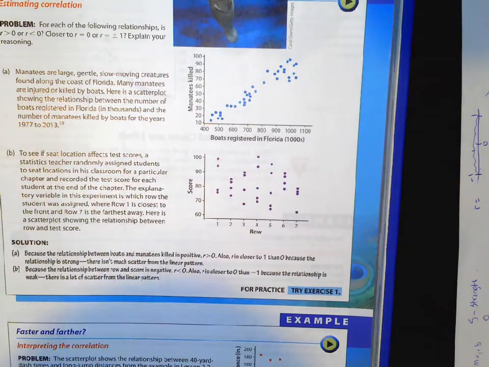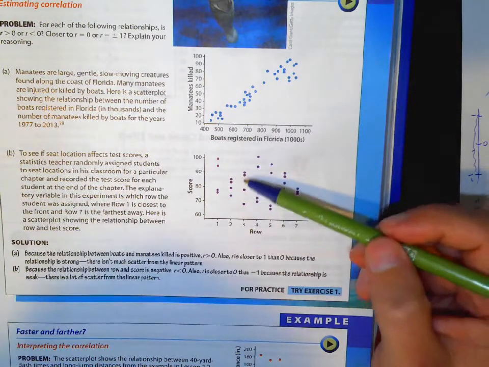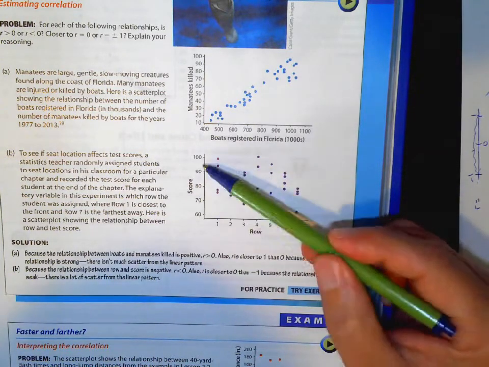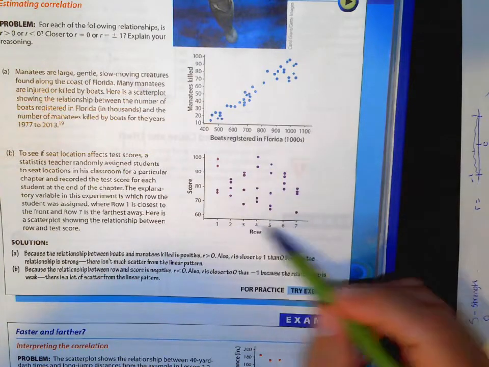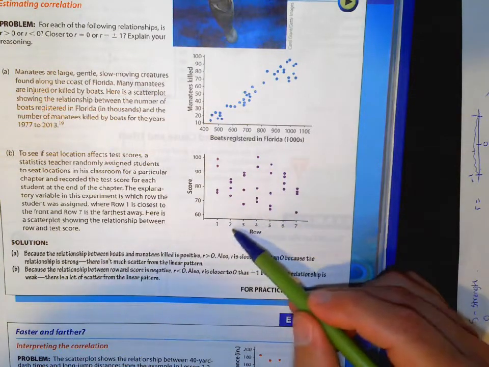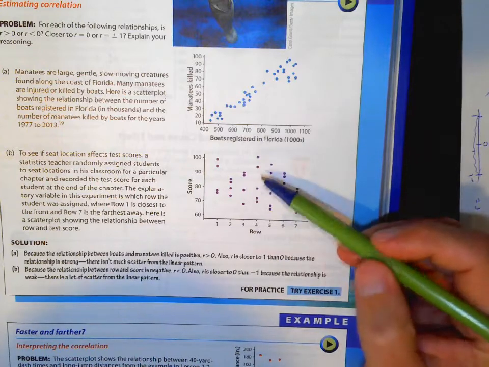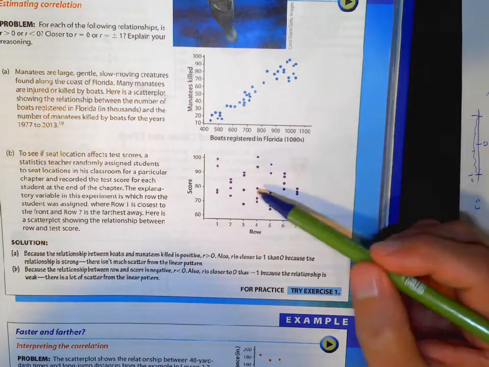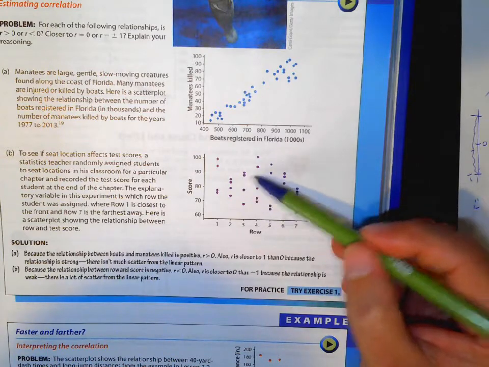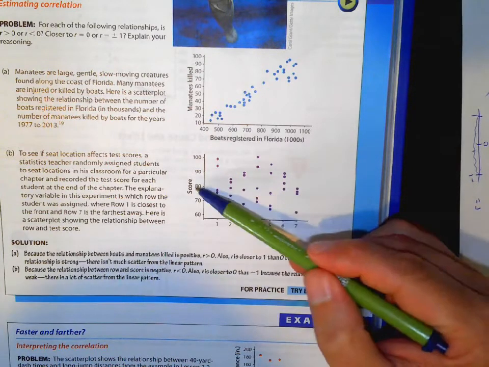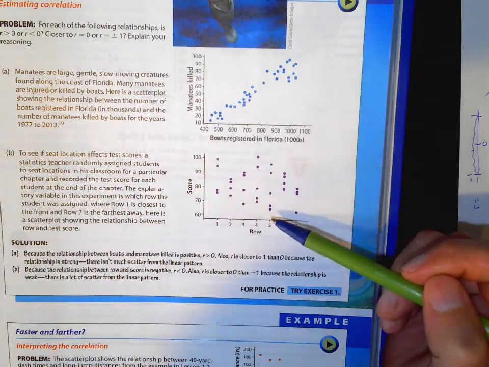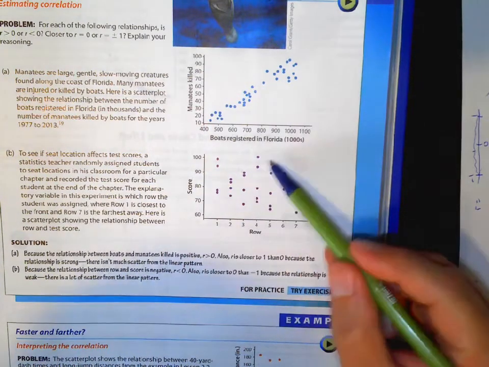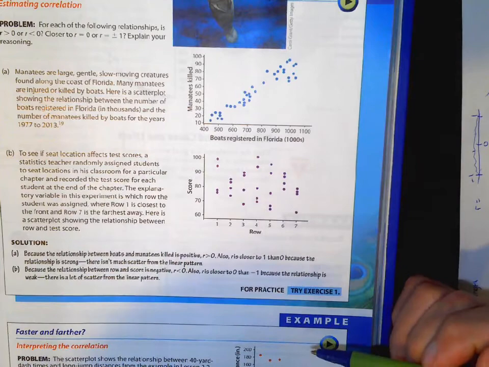Okay. Number 2 here, the second one, B. This is a score on a test and where somebody sits in the class, in what row. Are they in row 1, row 2, etc.? And you can see it scattered all over the place. And we wouldn't really expect that much of a relationship there. Which row you sit in doesn't necessarily have a deep impact on the score on your test. So we have a correlation closer to 0 there.